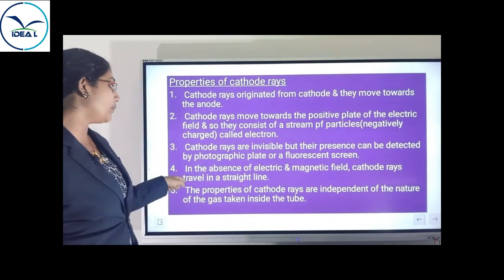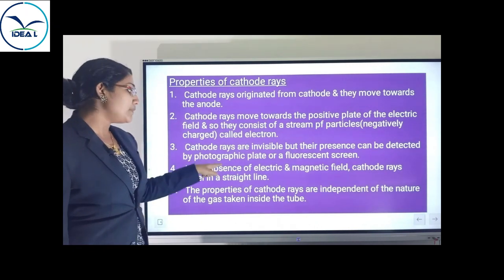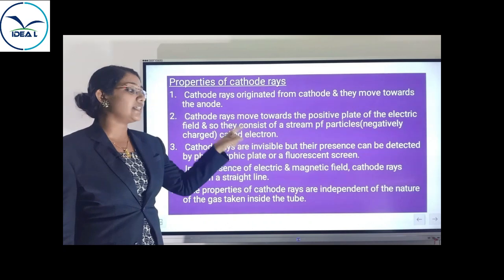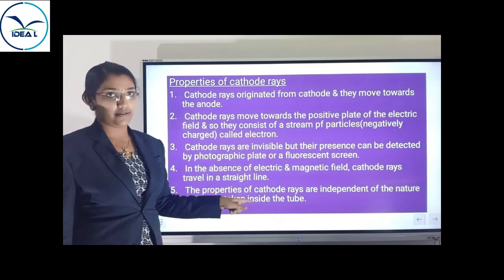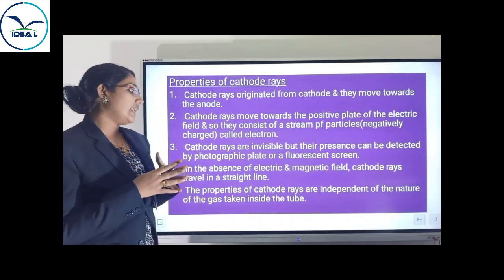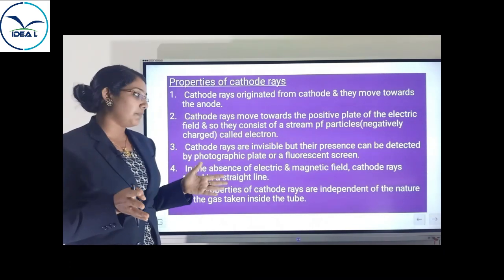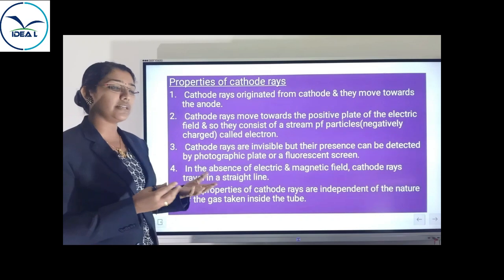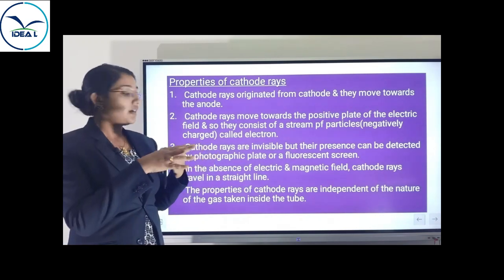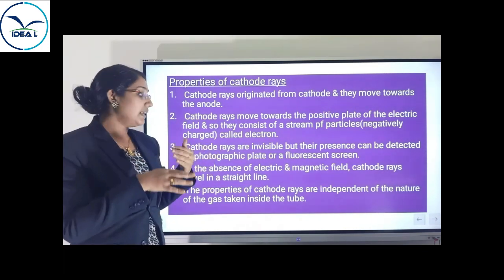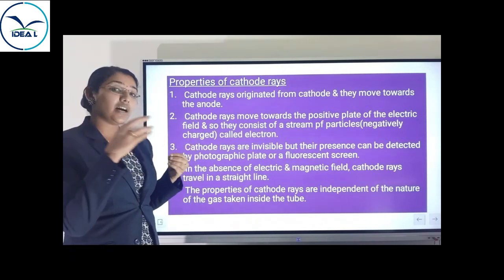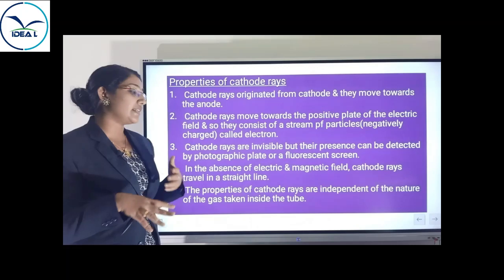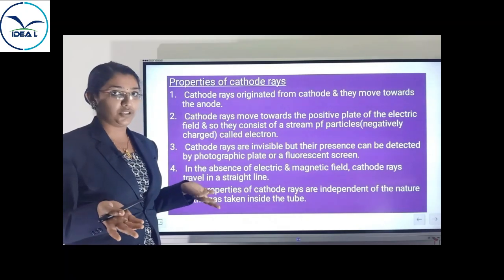Going to the fourth property: in the absence of electric and magnetic fields, cathode rays travel in a straight line. So when electric and magnetic fields are not applied, what happens to the cathode rays? They always travel in a straight line. But while applying an electric or magnetic field, the path of the cathode rays changes direction somewhat.